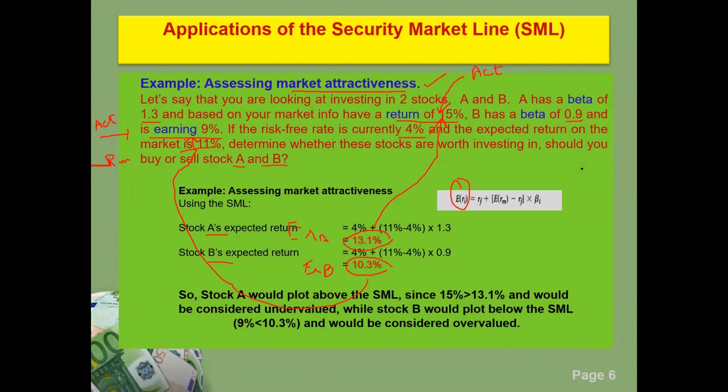Each one, I want to know what it means. First one, it's the expected return, right? Then after the equal sign is return. This is expected return. This is the risk-free rate. Risk-free rate is given over here, 4%. This is the return of the market, average return of the market given over here, 11%.